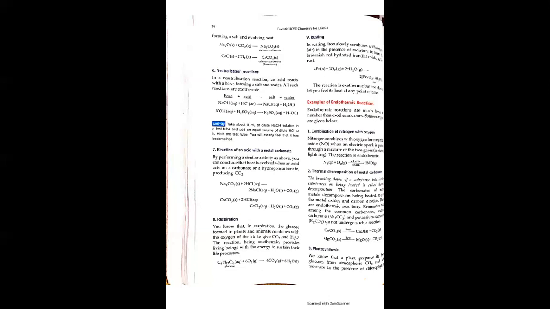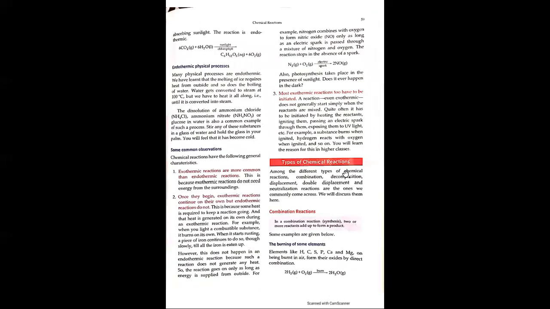Now, endothermic physical processes. There are certain physical processes which are endothermic in nature. For example, melting of ice requires heat from outside, and so does the boiling of water. Water gets converted to steam at 100 degrees, but we have to heat it all along, until it is converted into steam. Then dissolution of ammonium chloride, ammonium nitrate, or glucose are common examples of endothermic processes.